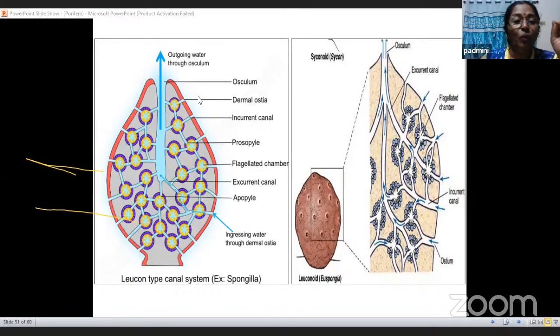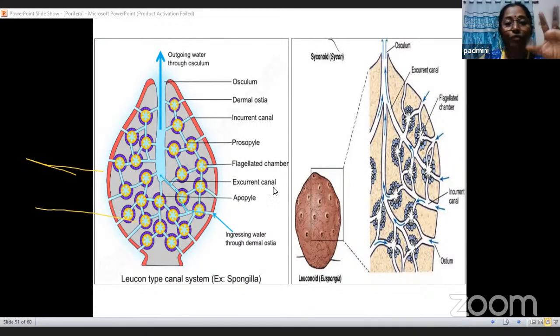So simple. What you have to do is, only in a leuconoid type of canal system, you make some round chamber-like structures, and then you can say that this is a leuconoid type. All these chambers should be interconnected on all four sides, and then it will be easy for you all to draw this diagram. So simple, the leuconoid type of canal system. Examples of this type are Spongilla and Euspongia.